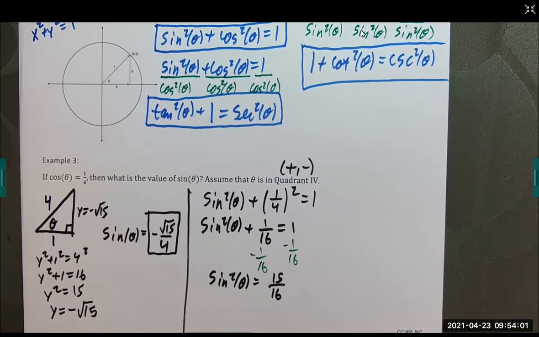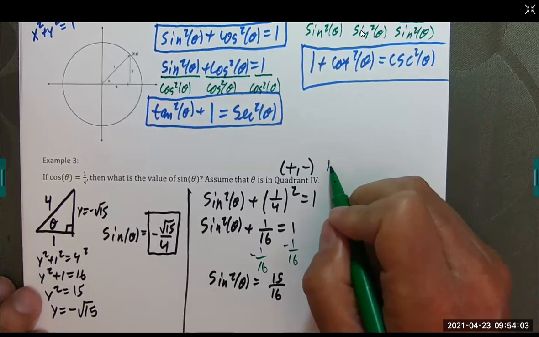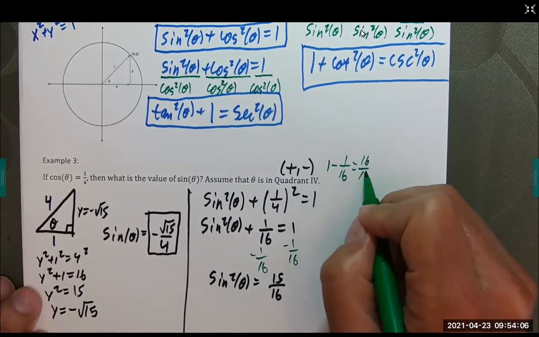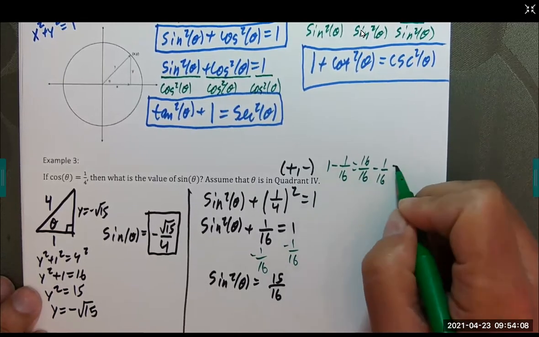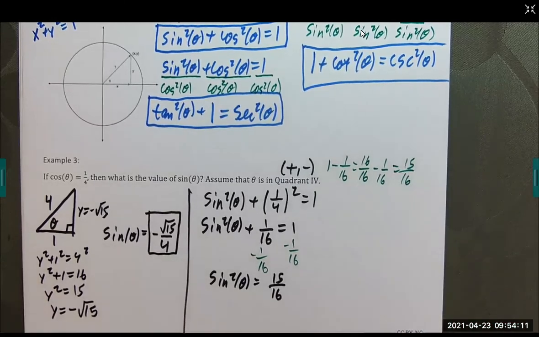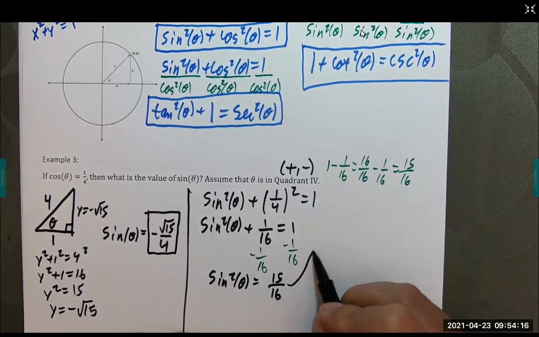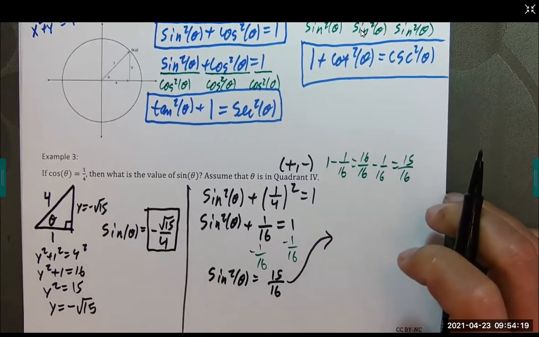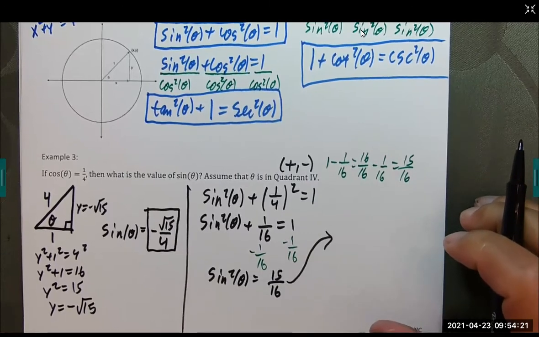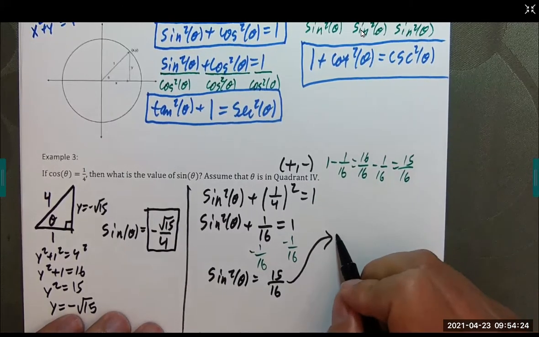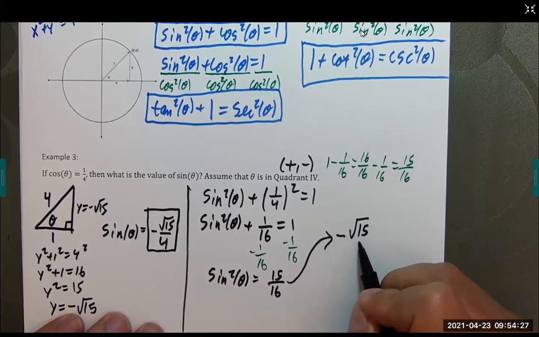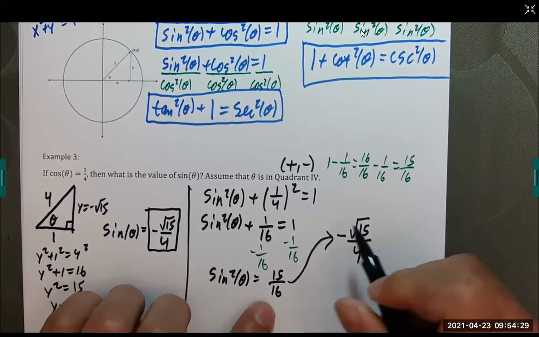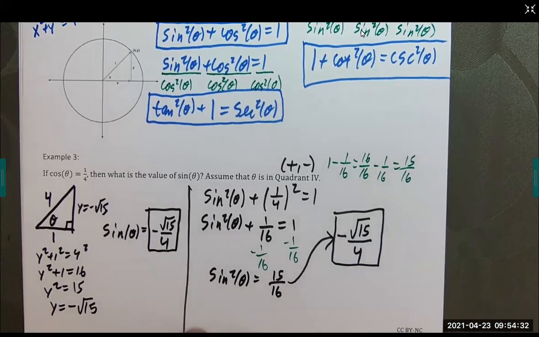And for those of you that forgot how to do fractions, 1 minus 1 over 16 equals 15 over 16. You should know this if you're in trigonometry, but next, I'm going to take the square root of both sides, keeping in mind it's plus or minus. However, because I'm in quadrant 4, it's got to be the negative version. The square root of 16 is 4, and you can see we came to the exact same conclusion. How cool is that? All right, I hope that was helpful.